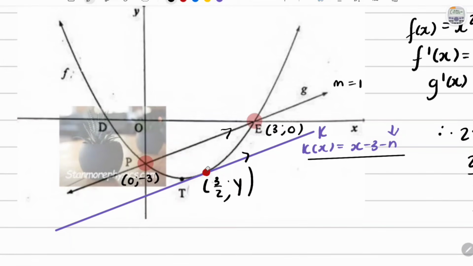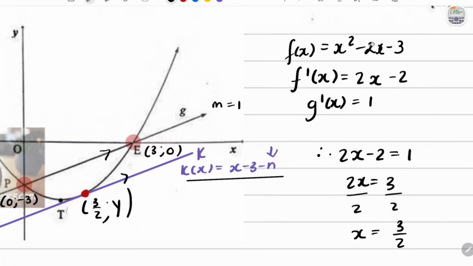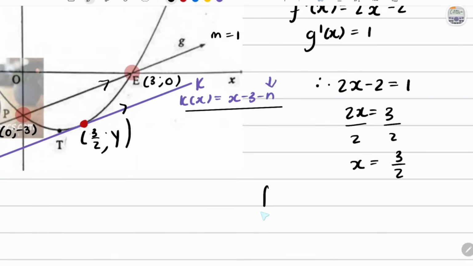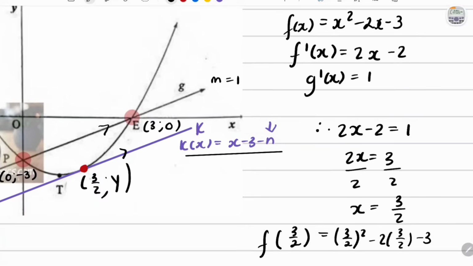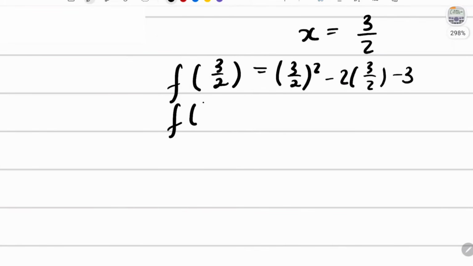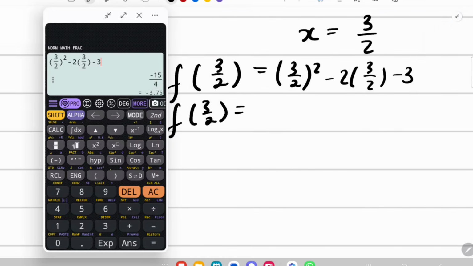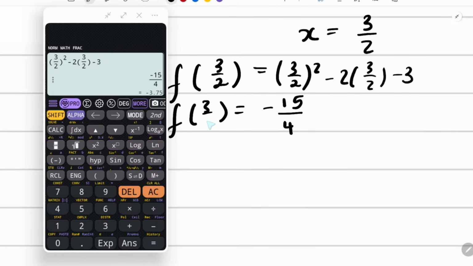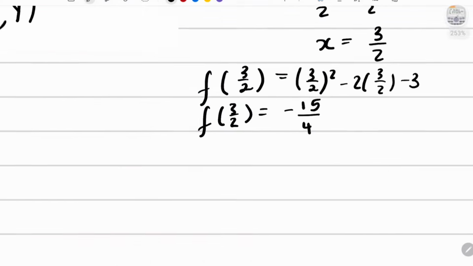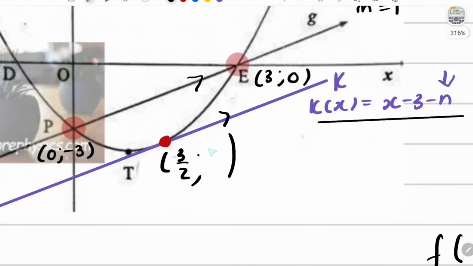Remember, the y value of this point, sure, it lies on k, but it also lies on f. So we can find its y value by substituting 3 over 2 as the x value into the original equation of f. It will give us the y value. So we're going to say f of 3 over 2 and substitute that into the equation. Okay, so this is what we have. And then on the calculator, what do we get? Our answer there is negative 15 over 4. Okay, so that's our answer. Negative 15 over 4 is our y value. So I'm going to put that there. Okay, so negative 15 over 4.